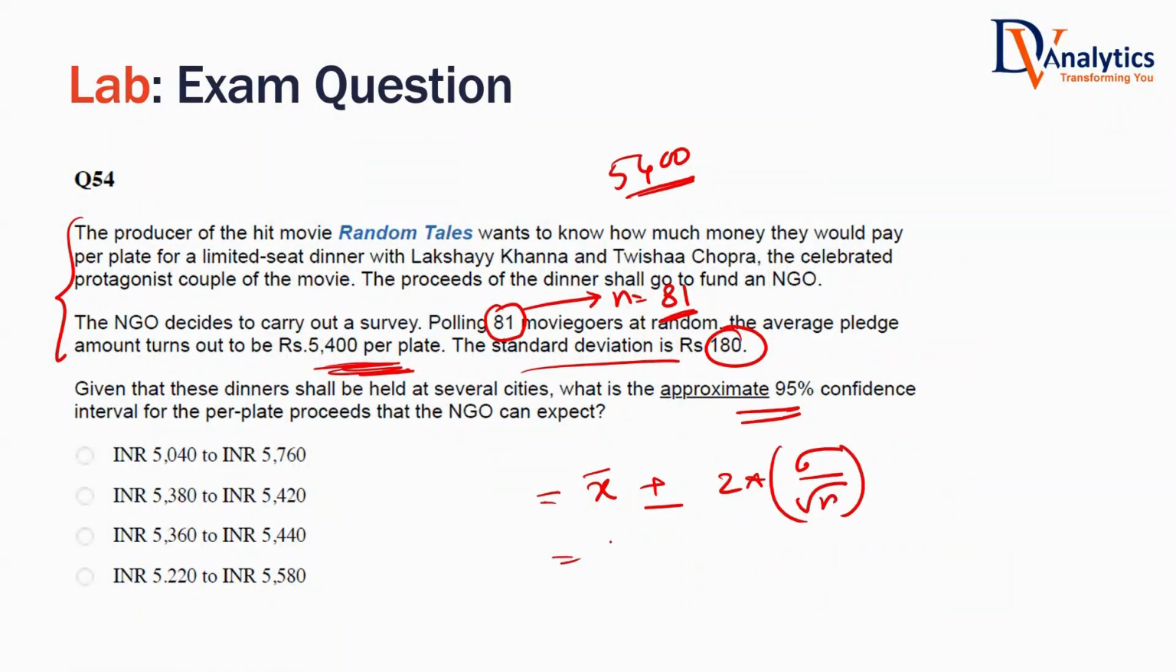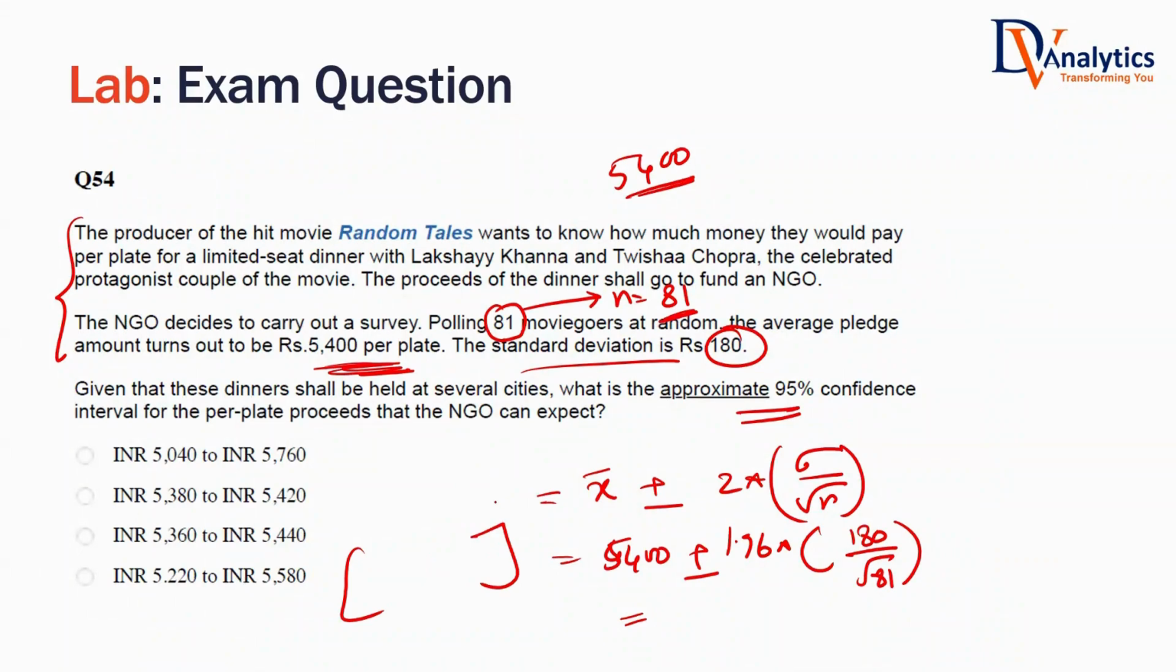So what is your sample mean? Sample mean is 5,400 plus or minus the value of z, which is 1.96, into sigma, which is 180, divided by the square root of n, the square root of 81, which is 9. And then from here you will get those numbers for the lower limit and the upper limit.